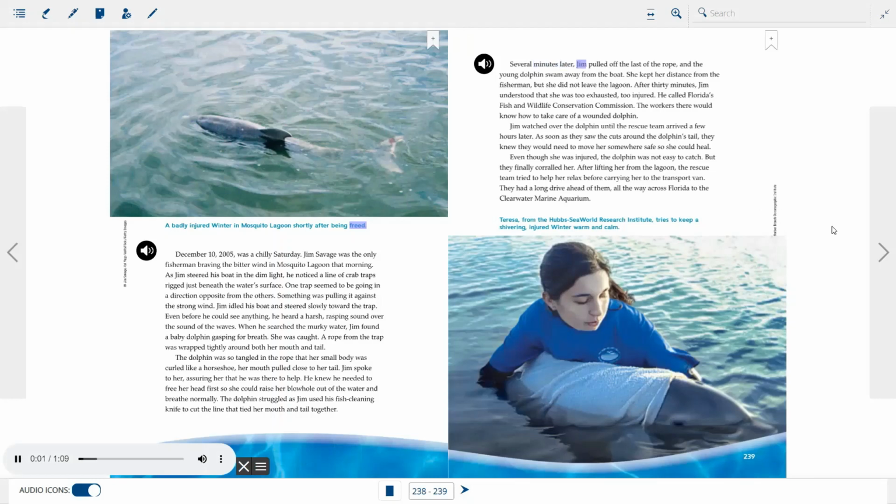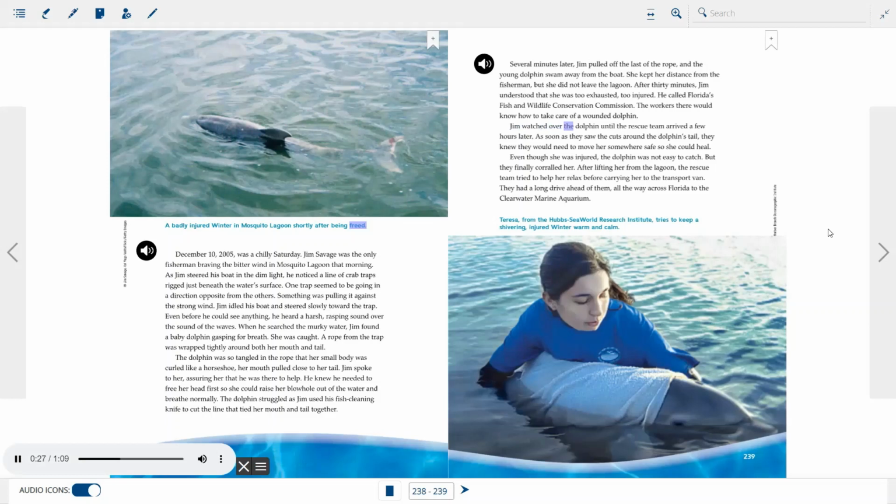Several minutes later, Jim pulled off the last of the rope, and the young dolphin swam away from the boat. She kept her distance from the fisherman, but she did not leave the lagoon. After 30 minutes, Jim understood that she was too exhausted, too injured. He called Florida's Fish and Wildlife Conservation Commission. The workers there would know how to take care of a wounded dolphin.